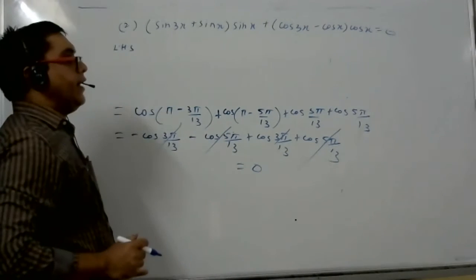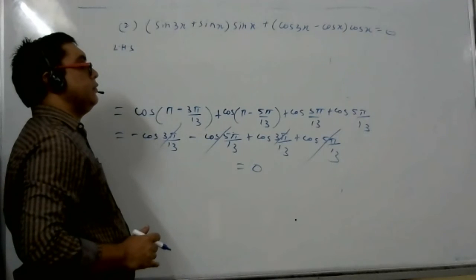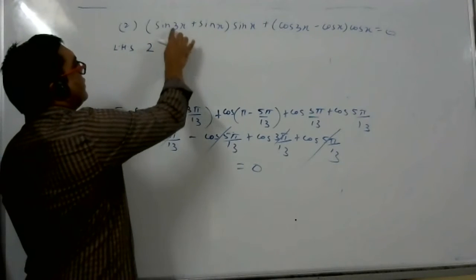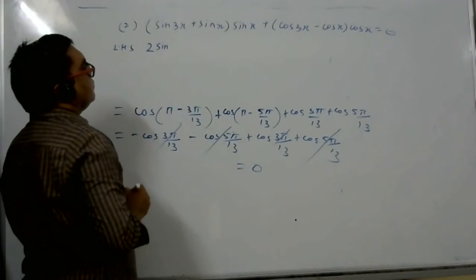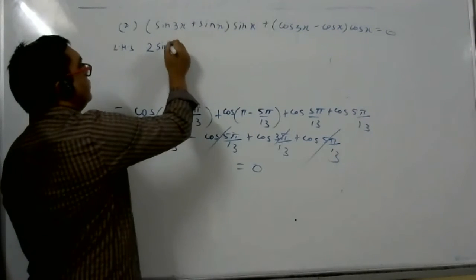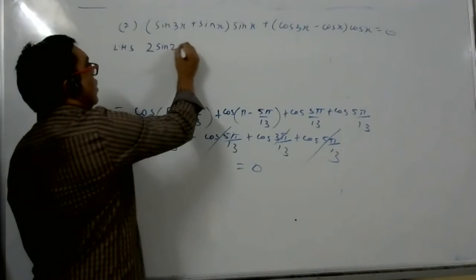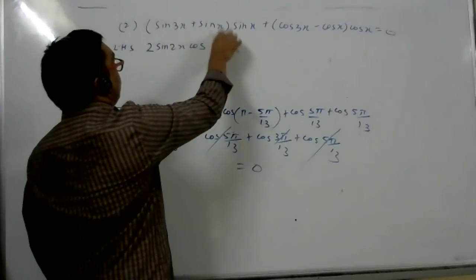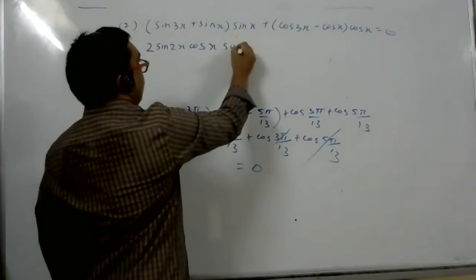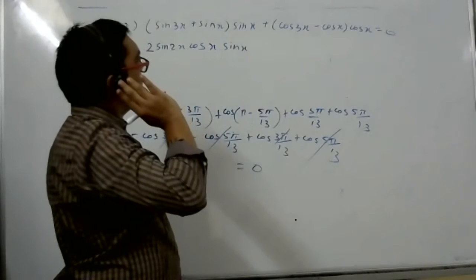Tell me sin C plus sin D. So 2 sin((C plus D) by 2), how much should I write? Cos((C minus D) by 2). Correct, na? Is it correct? Yes, sir.